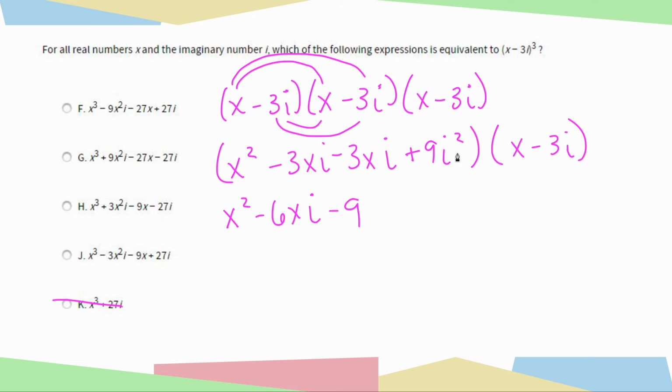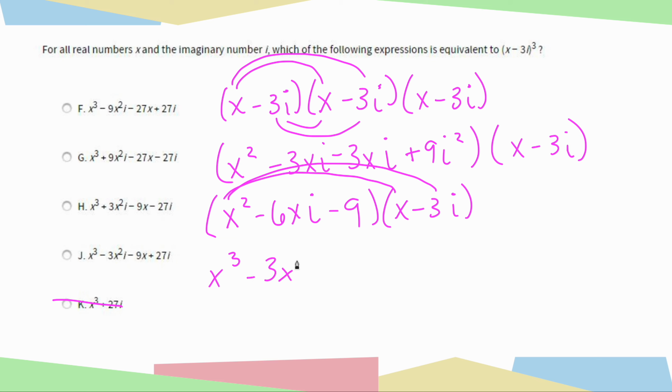Again, as a refresher, i squared is equal to negative 1. So I just took the 9 and multiplied it by negative 1. Okay, now I'm going to multiply these two together. Starting here, x squared times x is x cubed. Let's see if I can get my pen to work. There we go. x squared times negative 3i is negative 3x squared i. All right, here I'm going to get negative 6x squared i.